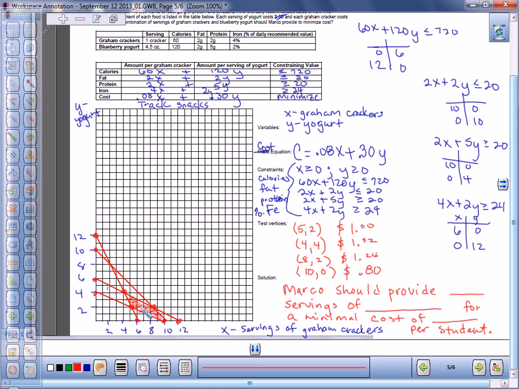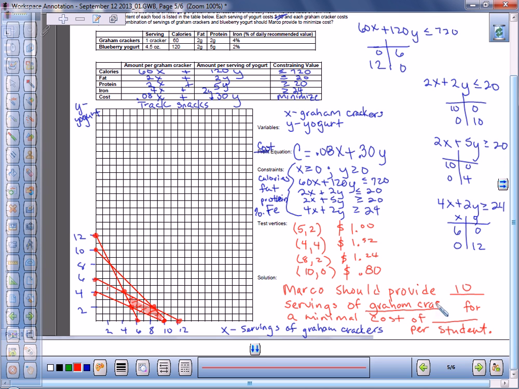It says what combination of servings of graham crackers and servings of yogurt. So he would do 10 servings of graham crackers and 0 servings of yogurt, for a minimal cost of 80 cents per student.